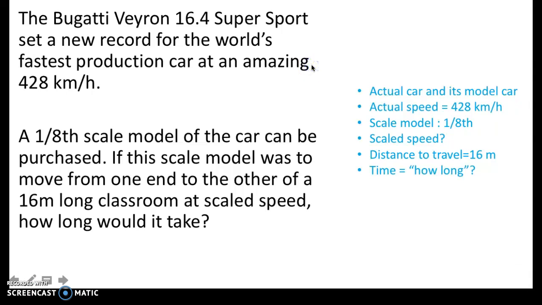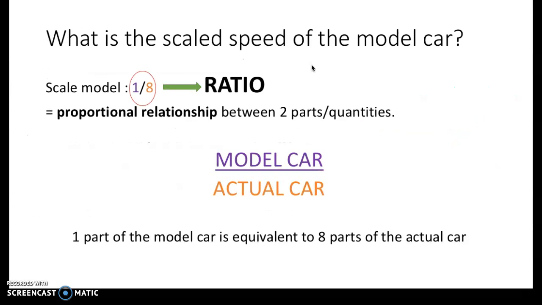So here is our problem on the Bugatti Veyron, and on the right hand side I extracted the important information, and we can see that we actually have two parts to that problem and two unknown variables, which are the scale speed and the time for the model car to travel 16 meters. Let's look at the scale speed, and we know that the scale model is 1/8.